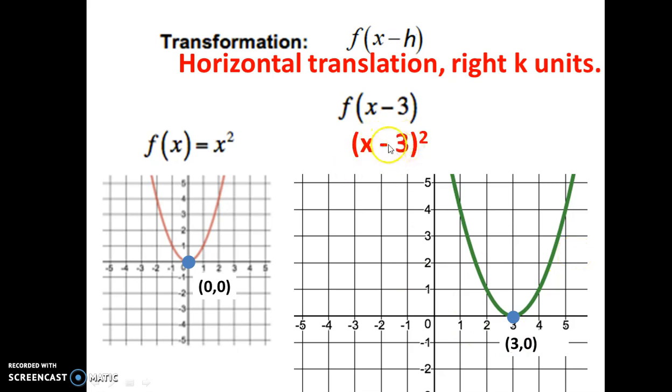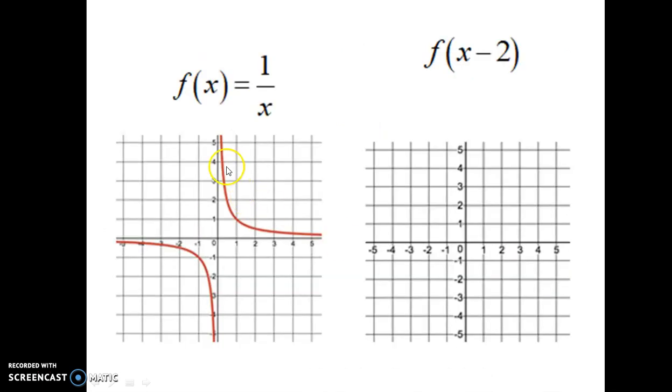Again, it's doing the opposite of what you might think. It says minus 3, but we go plus 3 units. This one is a rational graph. Rationals have asymptotes. There's one asymptote at y equals 0. There's another asymptote at x equals 0. Where will those asymptotes end up over here when this transformation is performed?